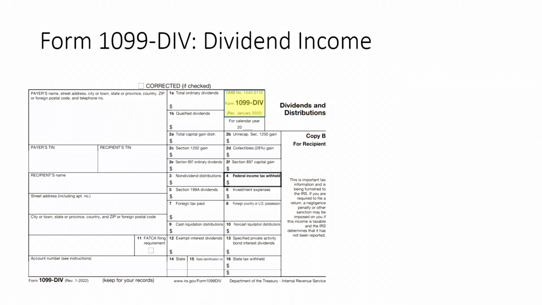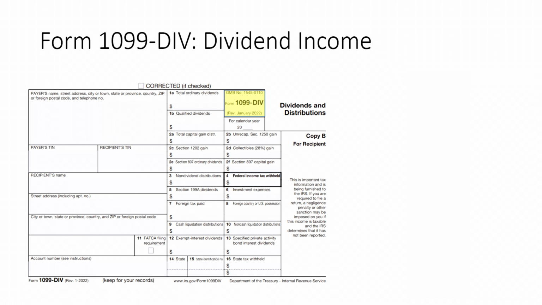So if your financial brokerage or financial institution is withholding federal income taxes from dividend earnings, that's going to be reported on box 4 and you'll get a tax credit for it when you file your taxes. Box 5 is generally for dividends related to a Section 199A company, and this is usually for small businesses. Box 6 is related to investment expenses, pretty self-explanatory. Box 7 is for foreign taxes paid on those dividends.